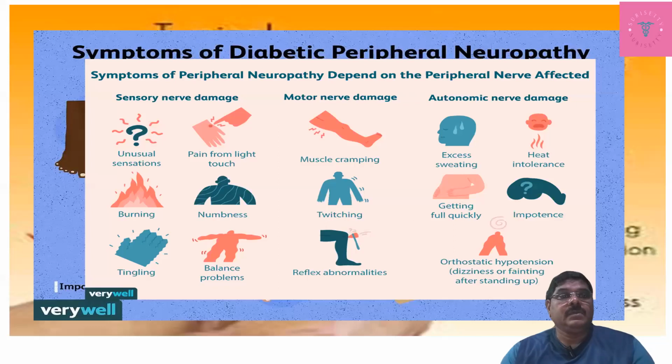So if you take the symptoms according to the site of damage. If there is sensory nerve damage, unusual sensations will occur: burning and tingling sensation, and pain from light touch. It's called allodynia, numbness, and finally balance problems. With motor nerve damage, muscle cramps occur, twitching occurs, and you can find reflex abnormalities. And if the autonomic changes are involved: excessive sweating, heat intolerance, impotence, getting full quickly, and orthostatic hypotension. These are all the things in neuropathic pain if the autonomic system is involved.